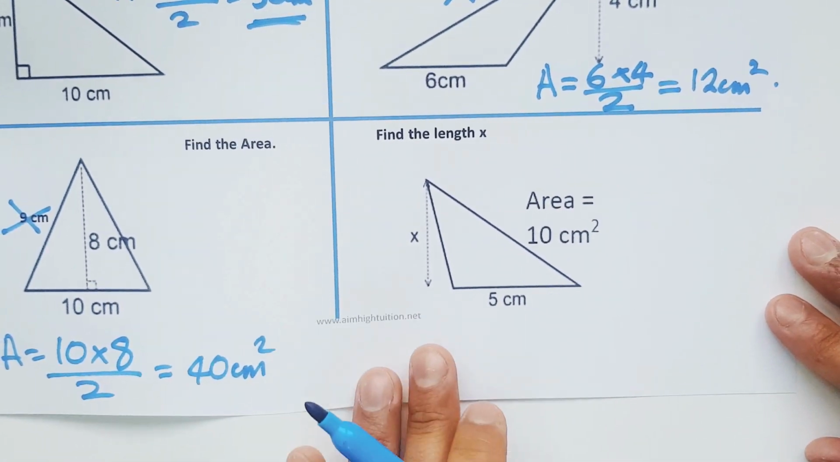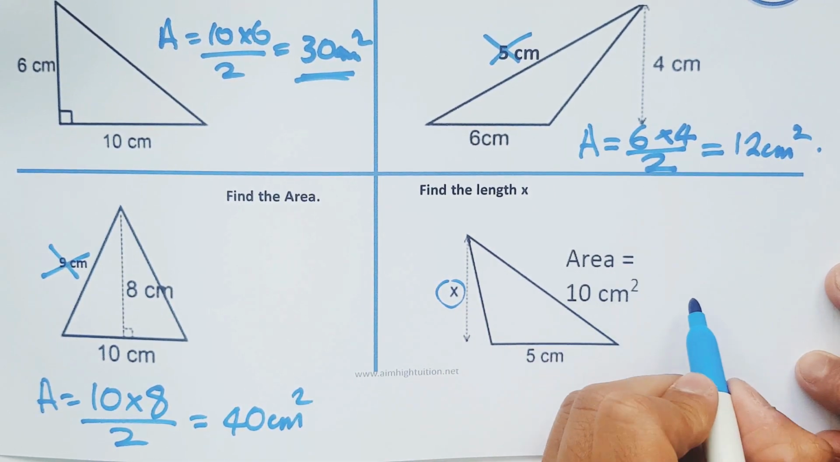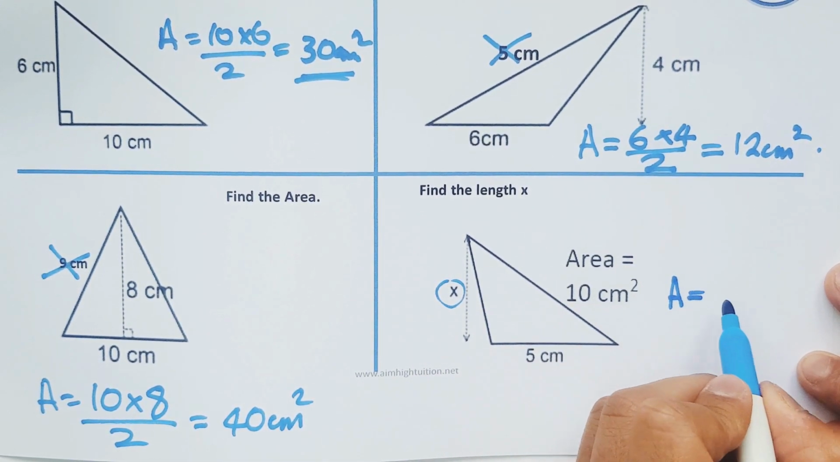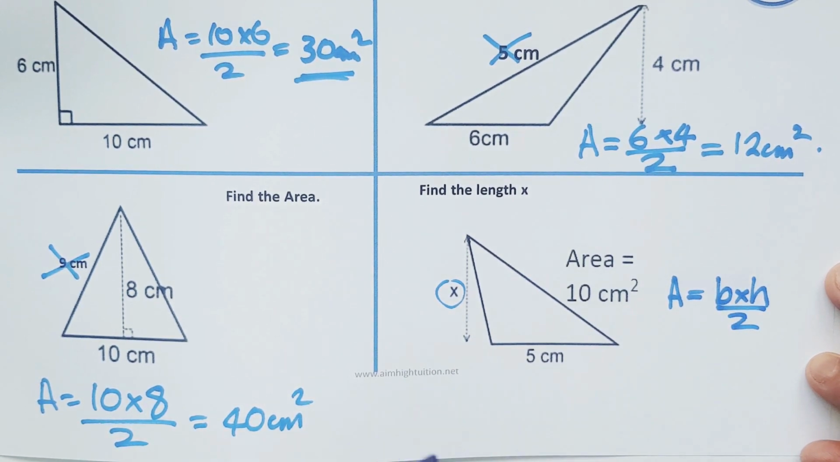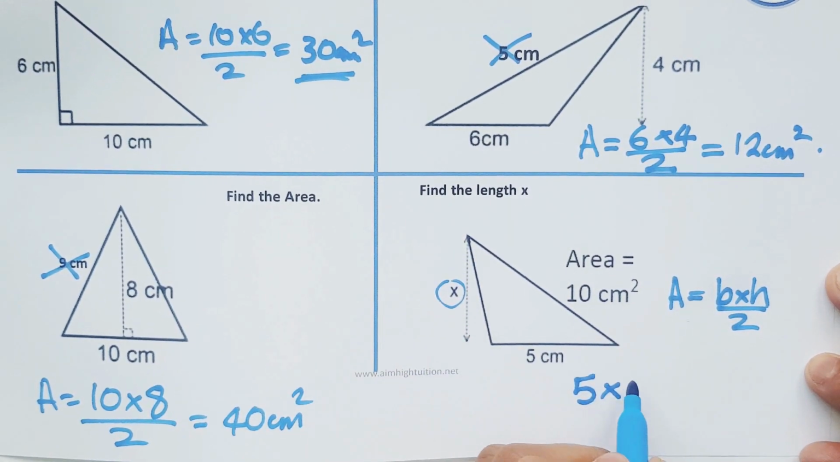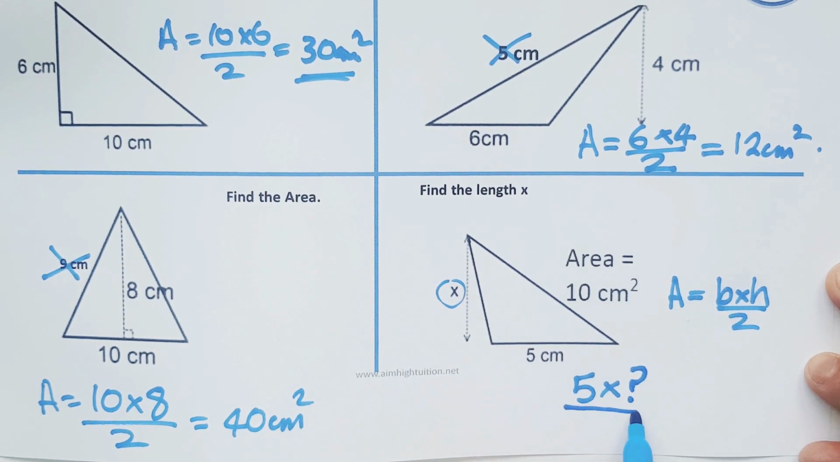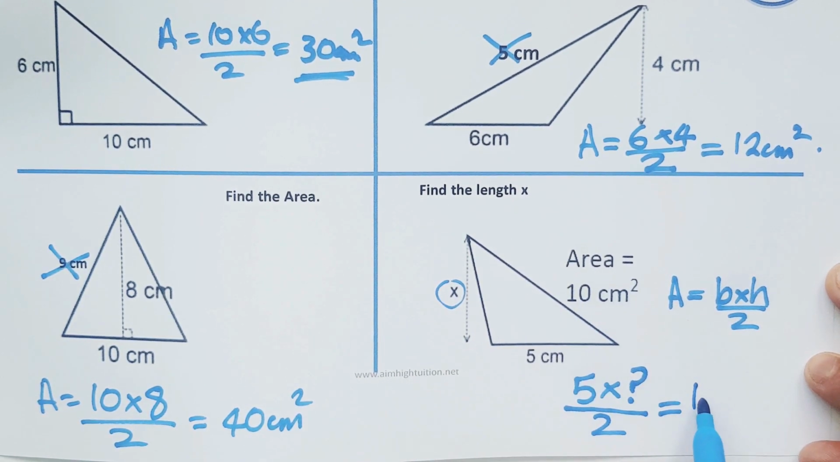In this one, you're doing the inverse. You're going backwards to find the missing length, x. So you want to find x, you've been given the area. The formula for area of a triangle is base times height divided by 2. So we're going to invert that. We know that the base is 5. We don't know what the height is, so I'll just call it a question mark. And the area is given there to be 10. So all we're going to do now is the opposite.